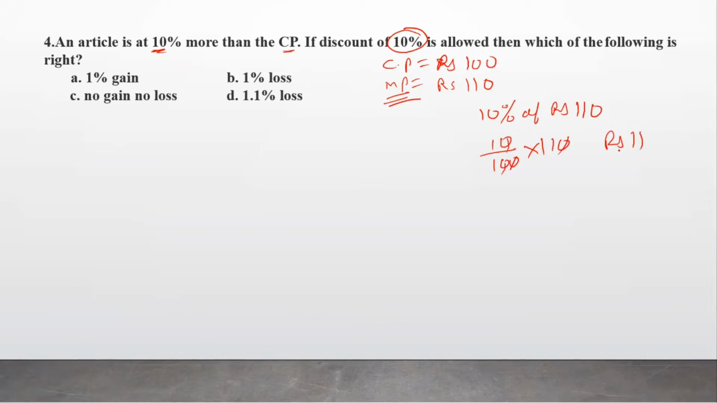So if rupees 11 is the discount, then the price at which the person is going to sell it, the selling price, is going to be 110 minus 11, which is rupees 99. Now, if rupees 99 is the selling price and our cost price is rupees 100, then there is going to be a loss. Loss of what? Loss of rupee 1. So if the loss of rupee 1 is on 100 rupees, that is going to be 1% loss. Got it, children?